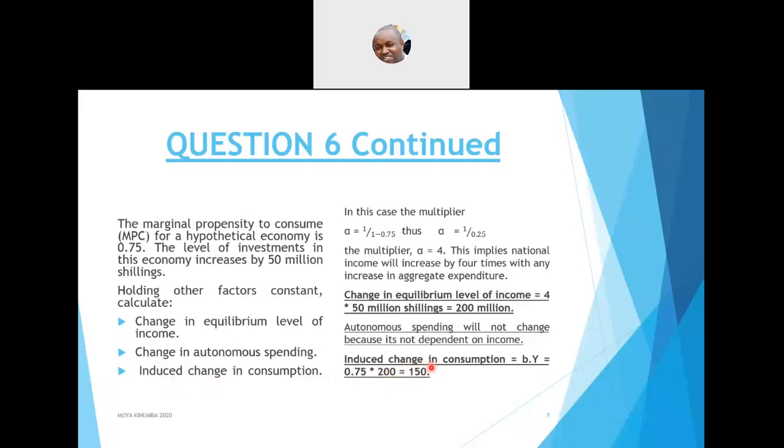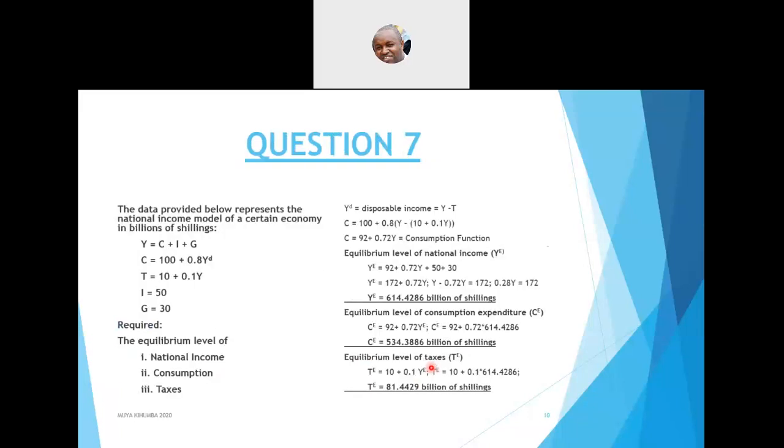Like I mentioned in a different video, we'll look at the concept of the multiplier. Let's move on to a different question.